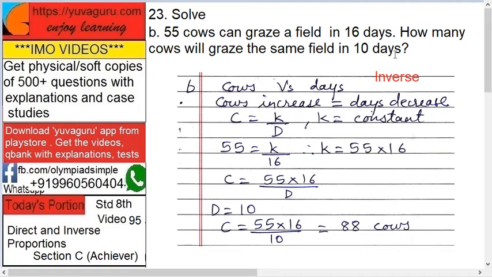It's very important that you understand whether it's inverse or direct proportion, right? In the earlier problem, both the things increased in the same direction. Here, if cows increase, they would eat up more grass and then days would decrease, right?